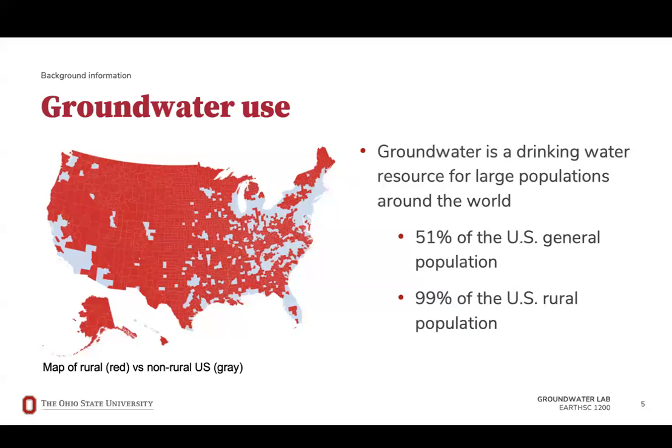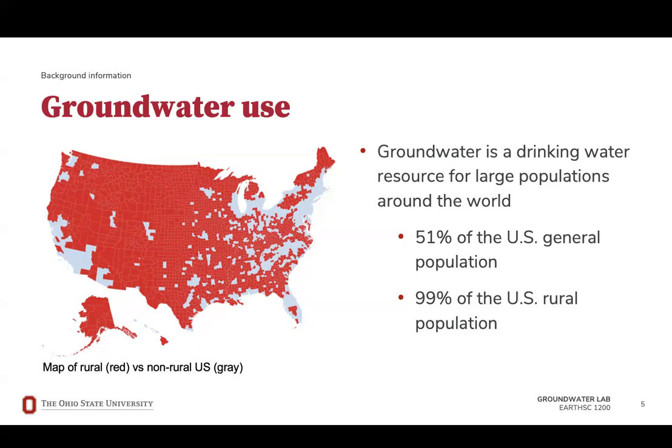Groundwater is a vital drinking resource for large populations around the world. It provides a reliable, often clean, and easily accessible water supply, making it especially important in areas with limited surface water resources or infrastructure. In the United States, groundwater plays an important role in meeting the drinking water needs of both urban and rural populations. Approximately 51% of the U.S. general population, or about 170 million people, relies on groundwater for their drinking water.